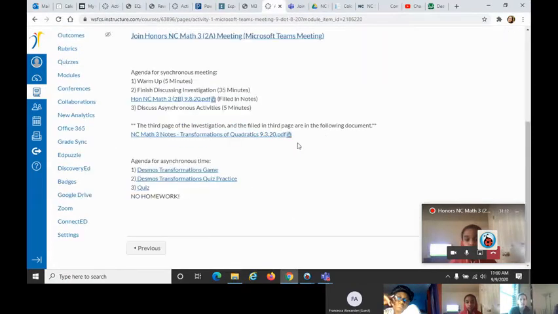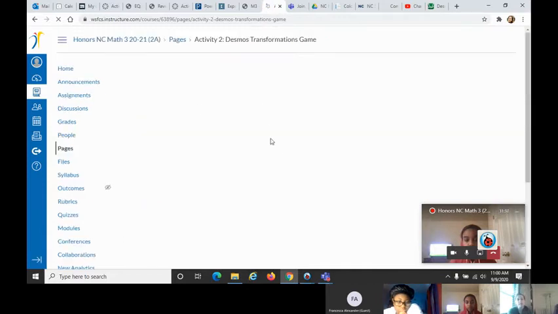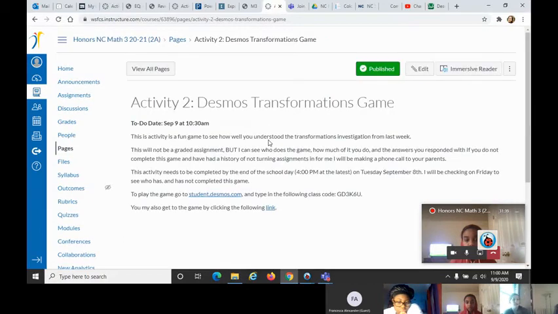Here we go. All right, so for today, the rest of class, you have a Desmos transformations game. So transformations is what we just went over. This one is like a card sort thing made by the district, and you're matching different things together. So if you click on this, it'll take you to my activity, the page with it on there.